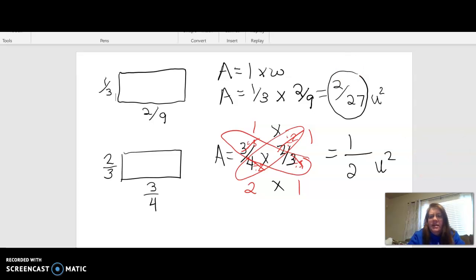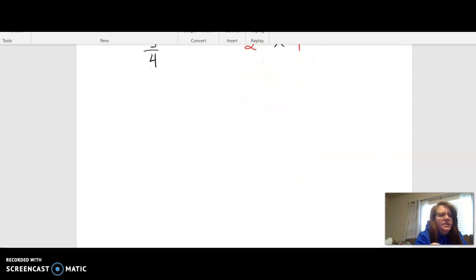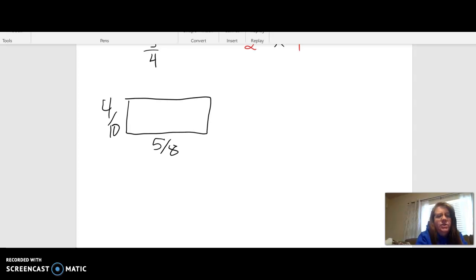Okay, so I'm going to show you one more, and I want you to just practice, and I'm going to give you a minute to do it. So let's do just a regular practice again. Here's a rectangle, and we have, let's do 5/8 and 4/10, and I want you to set up your equation, okay? Area equals length times width, and I'm going to give you a minute. You can pause if you want to set it up and solve.